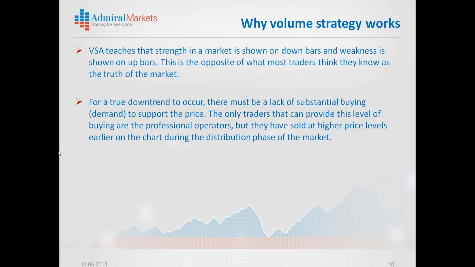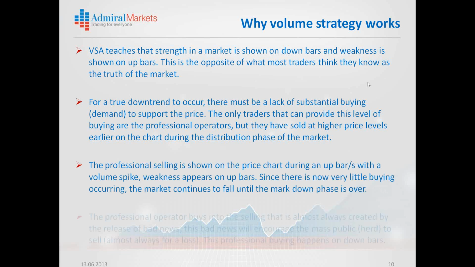So the only traders that can provide this level of buying are the professional operators. That is what I'm telling you. But they have sold at higher price levels earlier on the chart during the distribution phase of the market. So that is the secret, guys. This is the real thing. There are a lot of $97 systems on the internet. You can Google it every day. They're earning money with those fake systems.